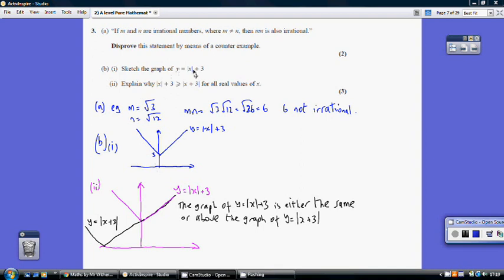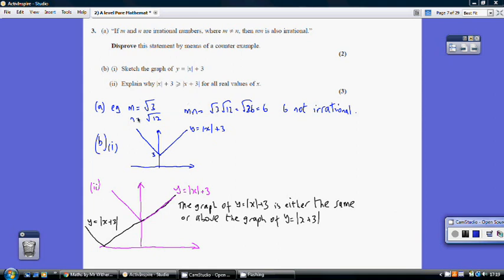So if it was just y equals the modulus of x, you would have a V shape with the point being at 0, 0. Now all we're doing here is just translating the graph up 3. We're adding 3 to the y value, so we just shift the graph up by 3.